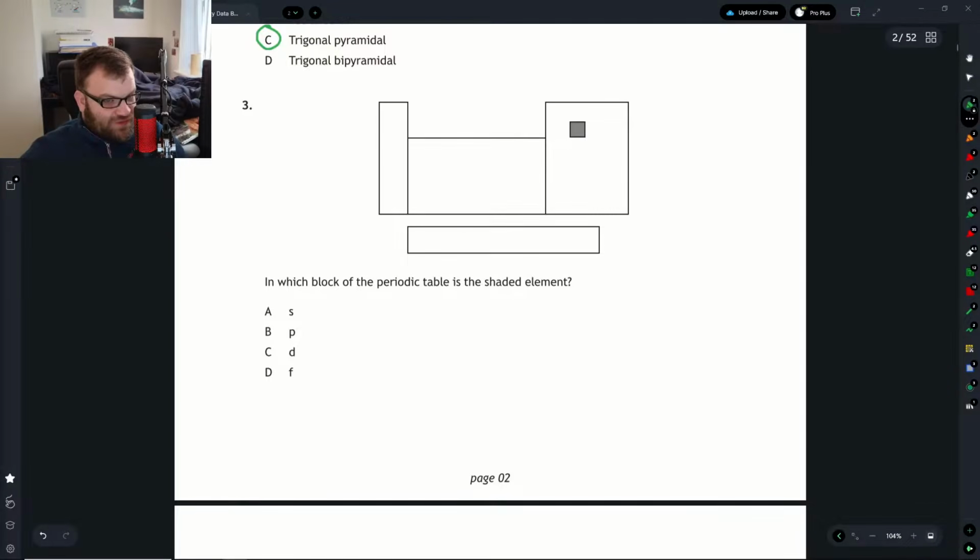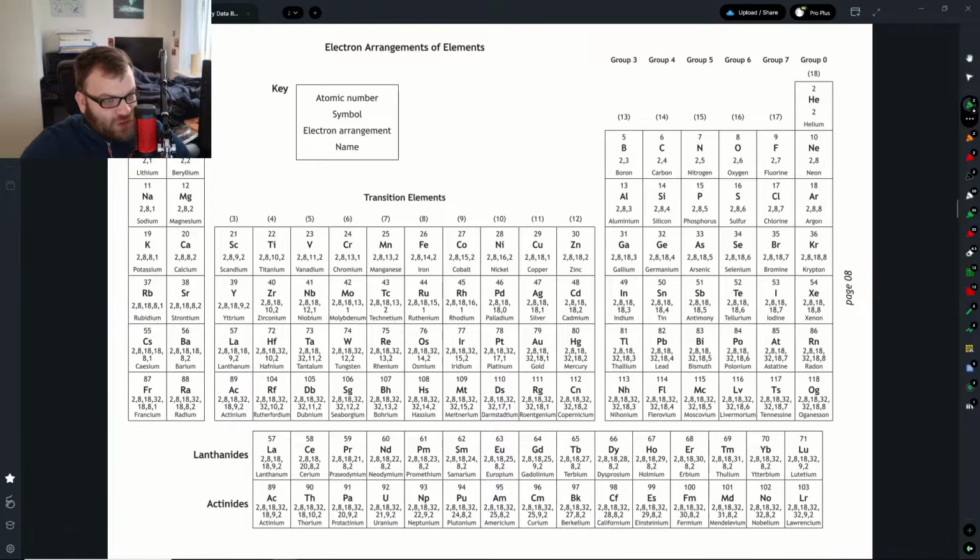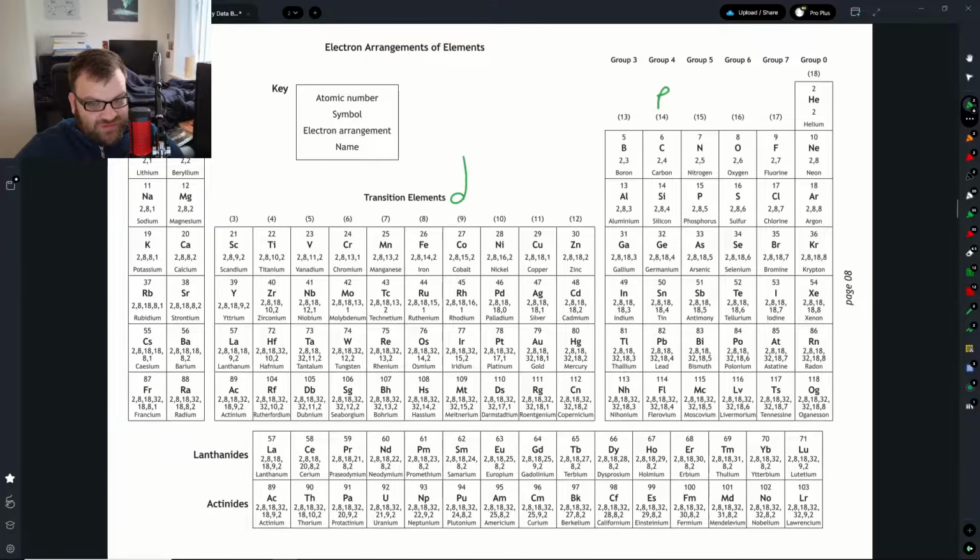Next up, we're asked about which block in the periodic table this element is. It's on the right hand side. If you've memorised your blocks, this will be nice and easy. You have your s block, you have your p block, you have your d block, and you have your f block. Our element is going to be one of the p block elements.